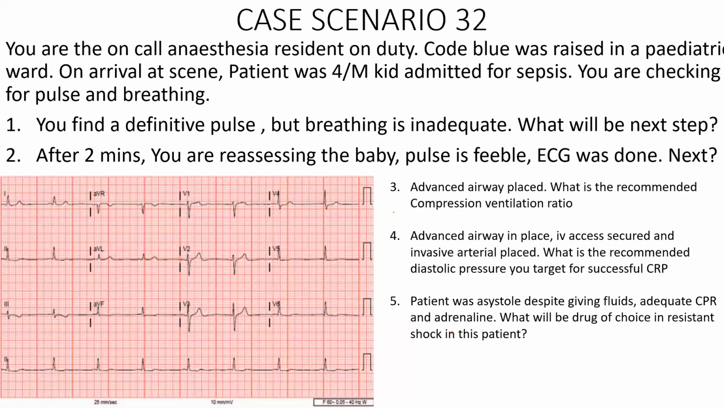Okay. PEA, pulseless electrical activity. So first question: you find a definitive pulse, but breathing is inadequate. This is a 4 year old kid. What is your next step on your arrival at the scene? That is the first question.